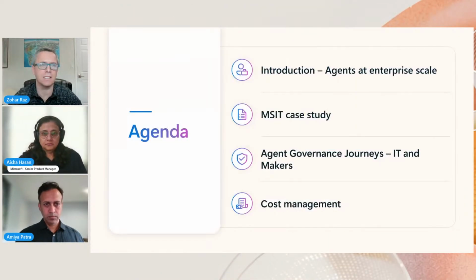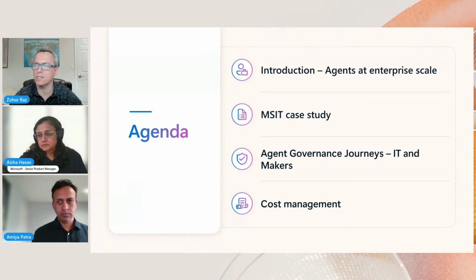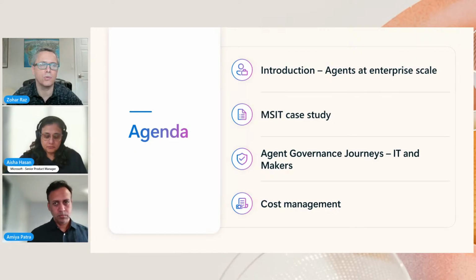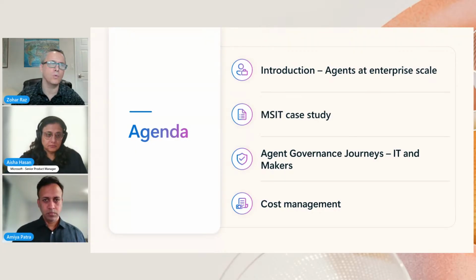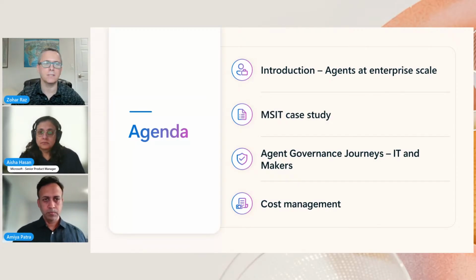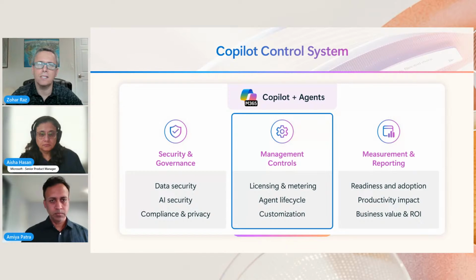My name is Zohar. I lead the Power Platform governance team, and today we're going to talk a little bit more in depth on governance at scale for Copilot Studio agents. We'll do a quick introduction, and then we'll dive deeper into a case study with Aisha on how Microsoft has been implementing adoption of agents inside our company. And then we'll talk a little bit more about how you can bootstrap and get started in your journey. And we'll finish with Amiya, who will take us deeper into how you do cost management, so not just risk management.